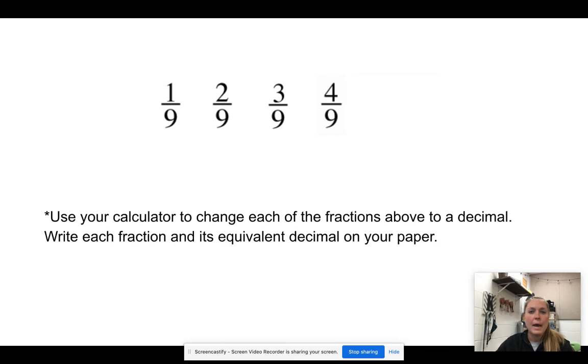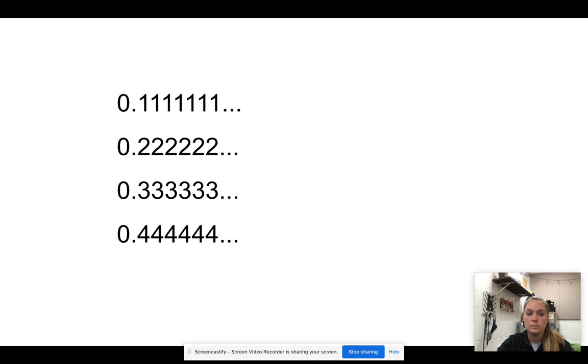Sometimes patterns are not created with addition and multiplication, but with the numbers themselves. For example, when the fractions in this sequence are changed to decimals, an interesting pattern develops. So I want you to use your calculator to change each of these fractions to a decimal. Remember, when you see the fraction bar, that means division. So you're going to take on your calculator 1 divided by 9 to change 1/9 into a decimal. And this is what you should get.